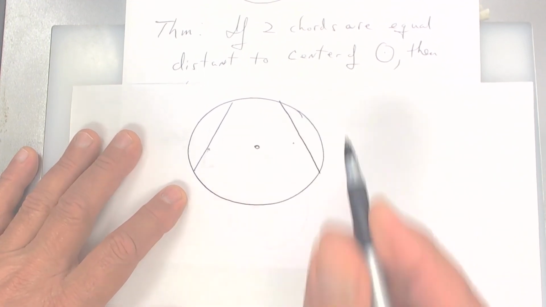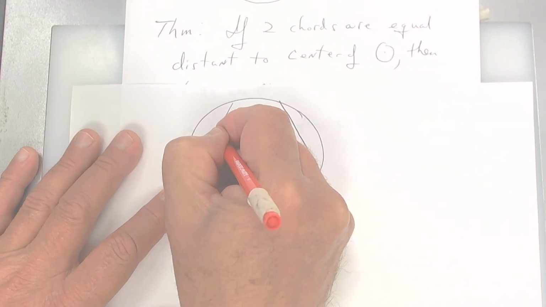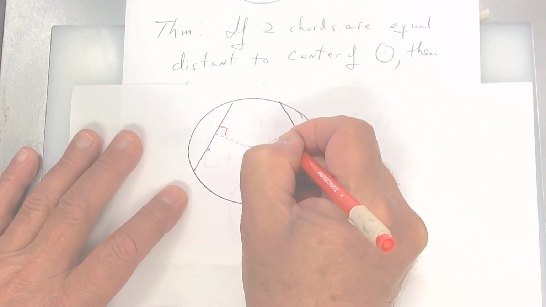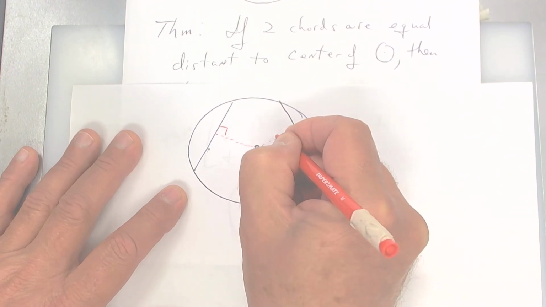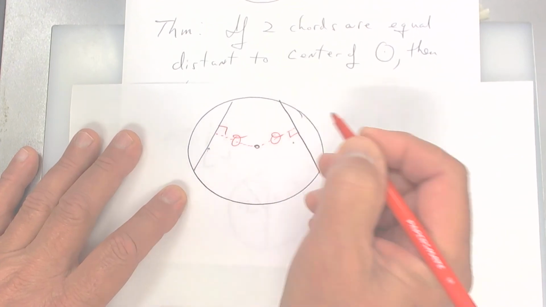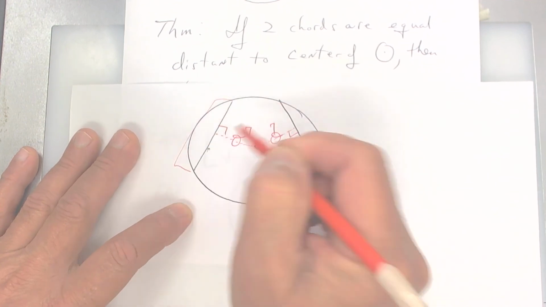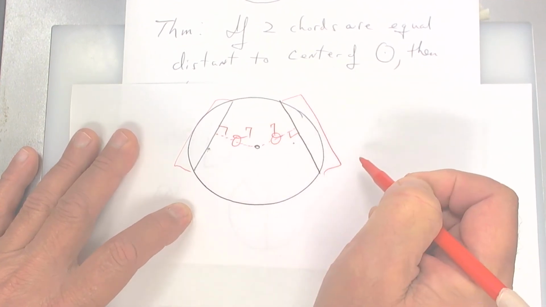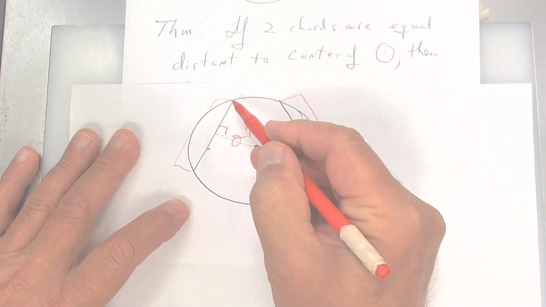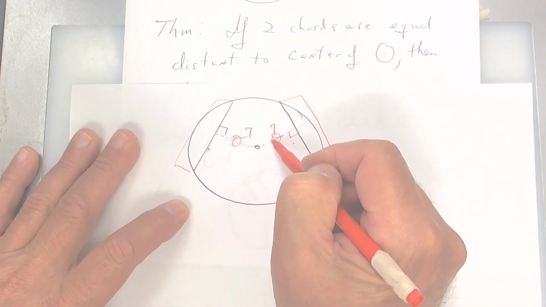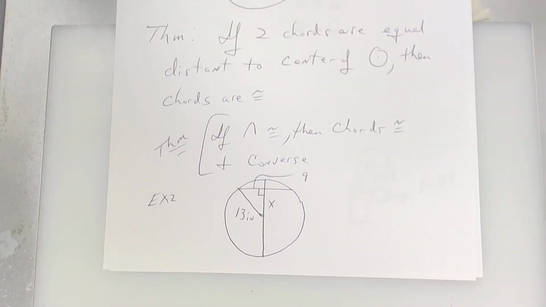the only way this chord is equal to that chord is if the distance to the center of the circle, and distance is always measured at 90 degrees, is the same. So if this distance here is equal to that distance, like 7 and 7, then this chord would be equal to that chord. And the converse is true. If the chords are congruent, then the distances are congruent. Make sure you know that. Okay, let's move on.